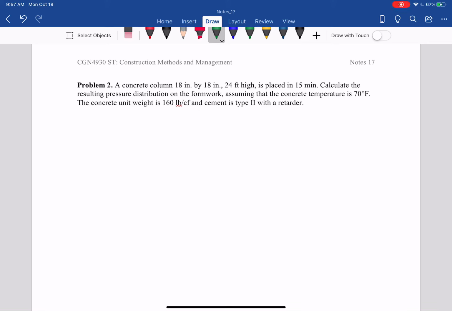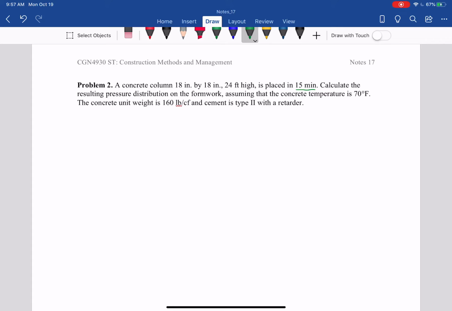Problem 2: a concrete column has a cross section of 18 inches by 18 inches and is 24 feet high. It is placed in 15 minutes. Calculate the pressure distribution on the formwork. So that is the pressure.